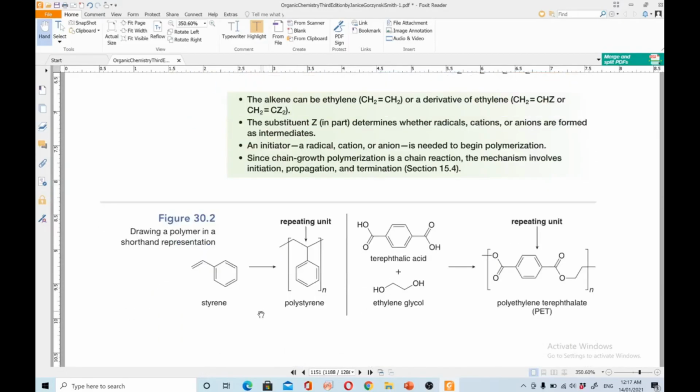Let's see an example of chain growth, drawing a polymer in a shorthand bracket representation. So this is the large bracket and we put n. This is called a repeating unit and this is the monomer. Again, this is terephthalic acid and this is ethylene glycol. These two are monomers. When they react they give you polyethylene terephthalate, and we put large brackets and a small n, and we call it a repeating unit that will be repeated so many times in the chain.